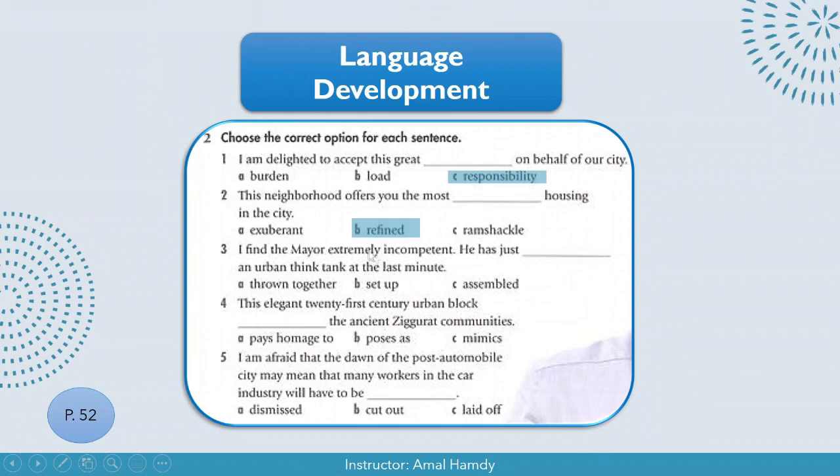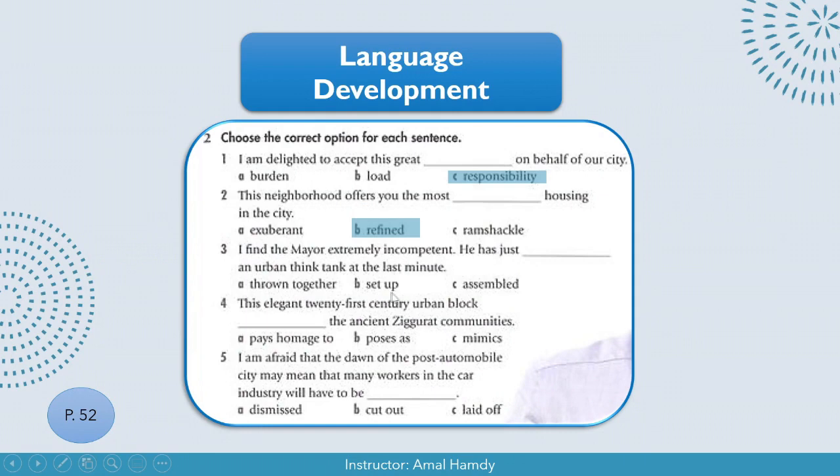Number 3, I find the mayor extremely incompetent. He has just thrown together, set up, or assembled an urban think tank at the last minute. To throw something together means to do something at the very last minute. If I say, for example, I threw this party together in an hour, this means that I didn't plan this party, I just did it very quickly.